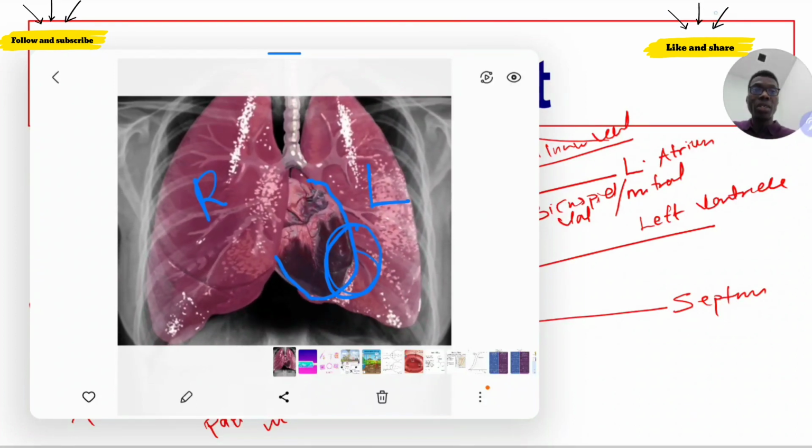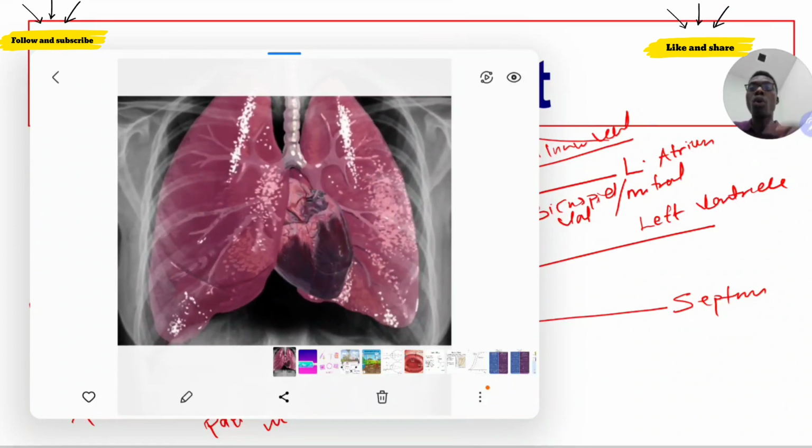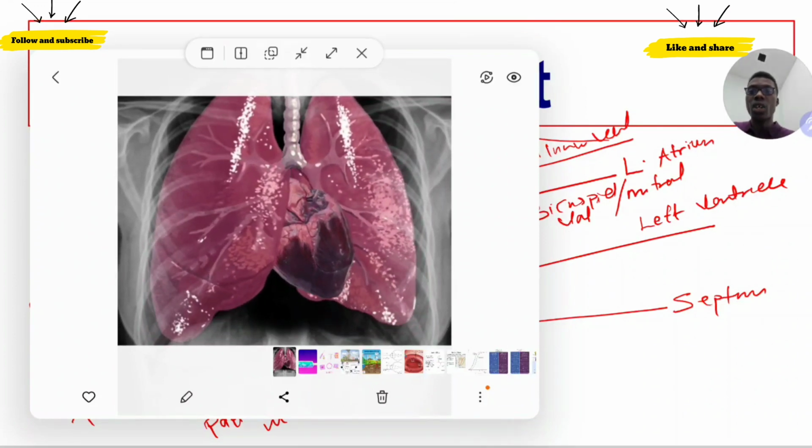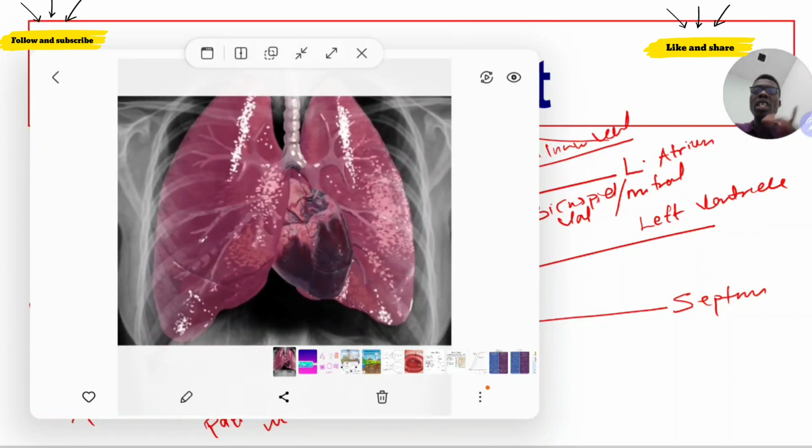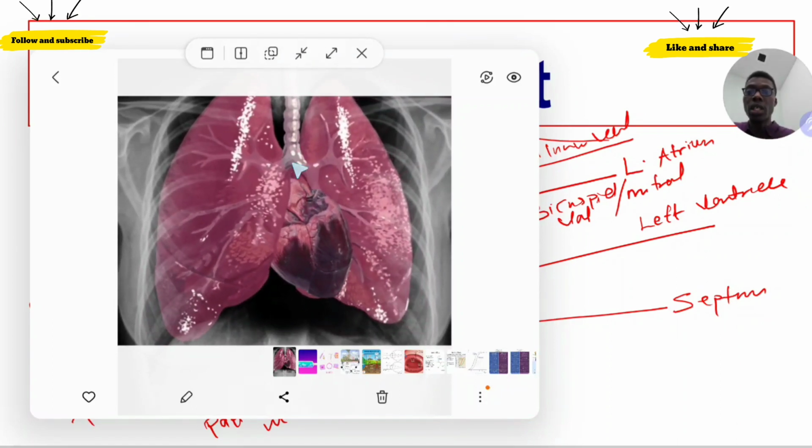I feel like saying that because I found out that usually people always think that the heart is totally on the left. Only a part of it is on the left. All right, so it's between the lungs, and that space is called the mediastinum. All right, let's leave that for the moment.